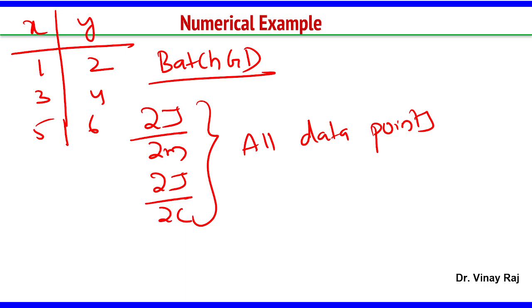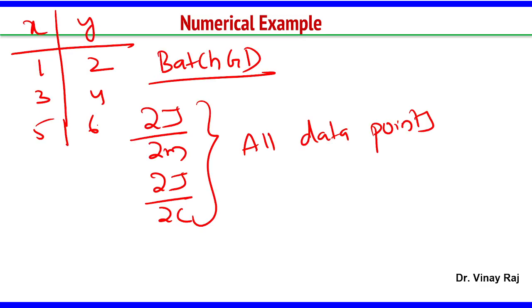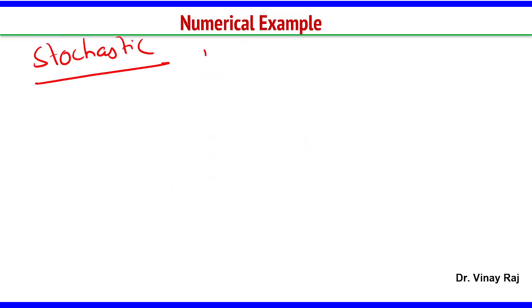Right? This is batch gradient descent. What is stochastic gradient descent? In stochastic, what you do is, see, given the same data points 1, 2, 3, 4, 5, 6, we will guess some value, m naught is 1, c naught equal to 0.